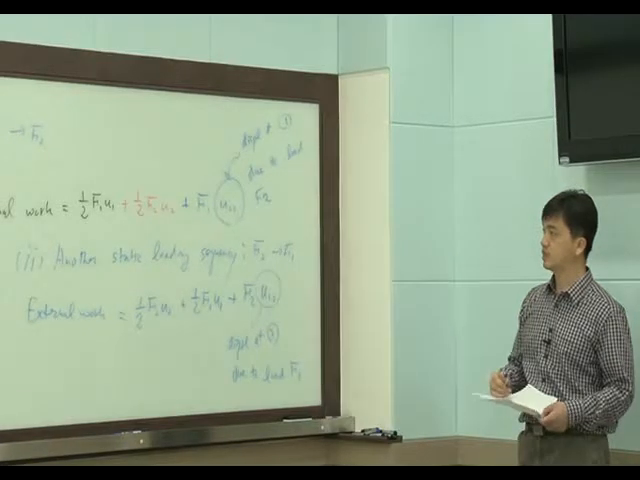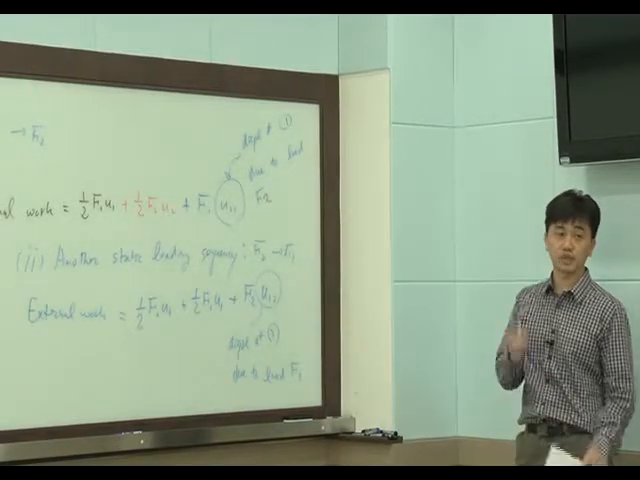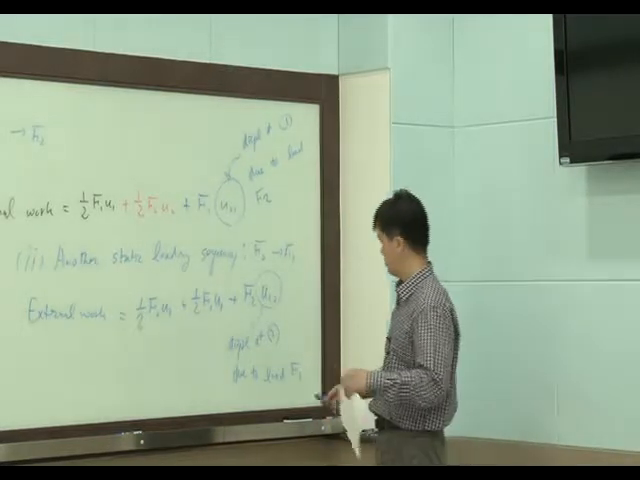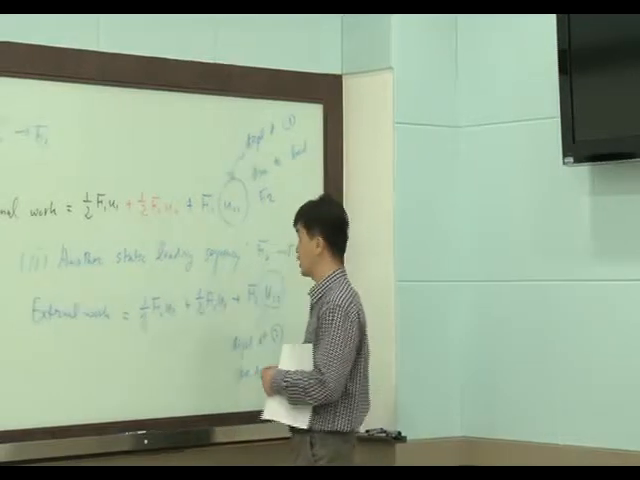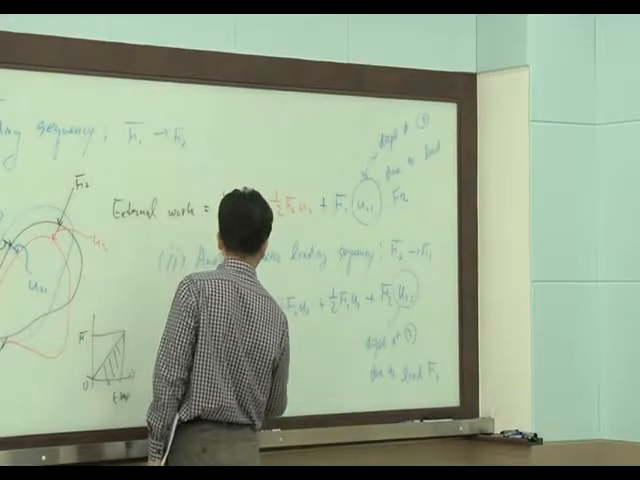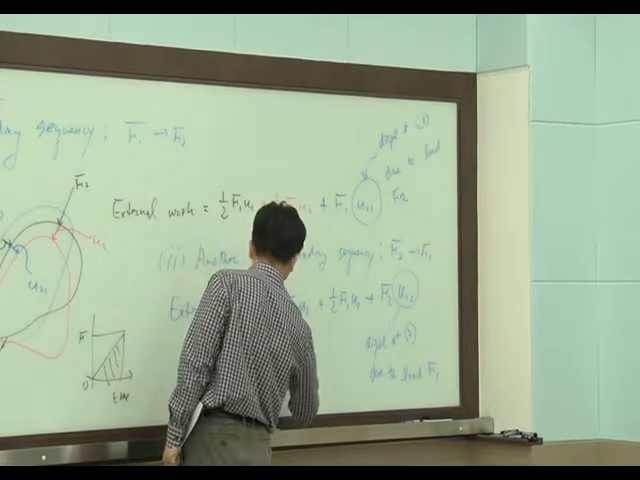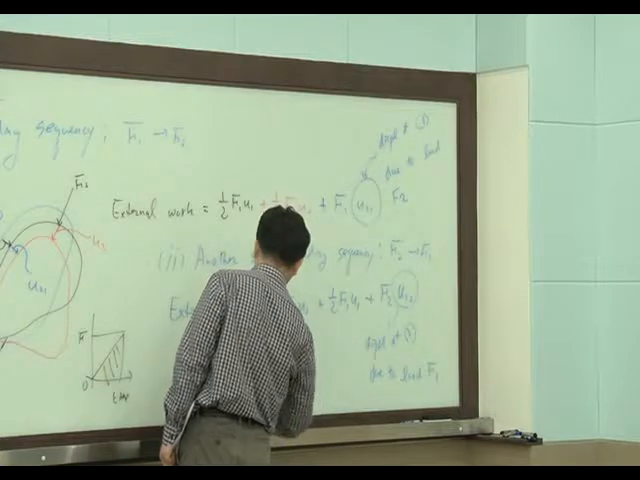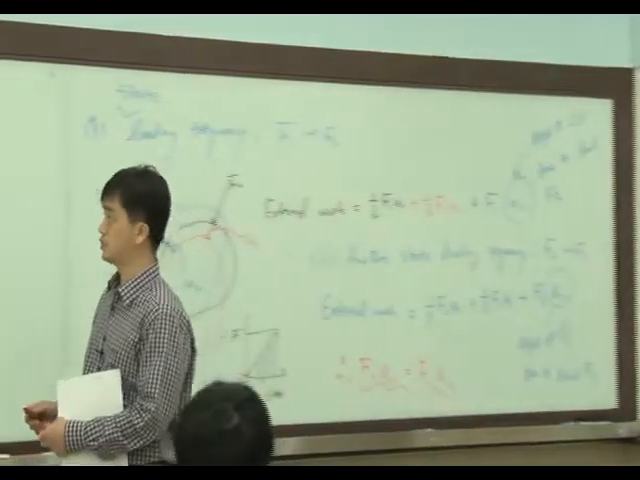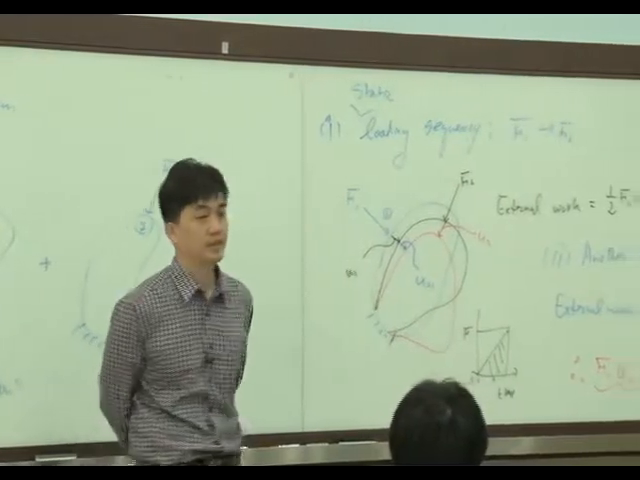So if I consider both loading cases, the external work should be the same, right? So finally we can conclude that F1 U21 equals F2 U12. This is Betti's reciprocity theorem. Okay.